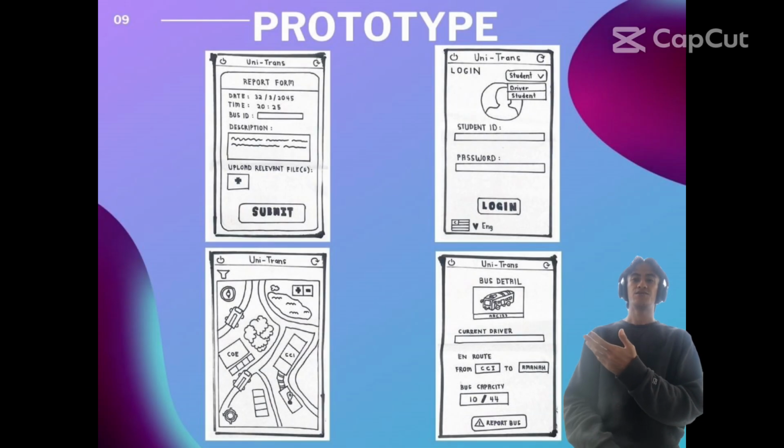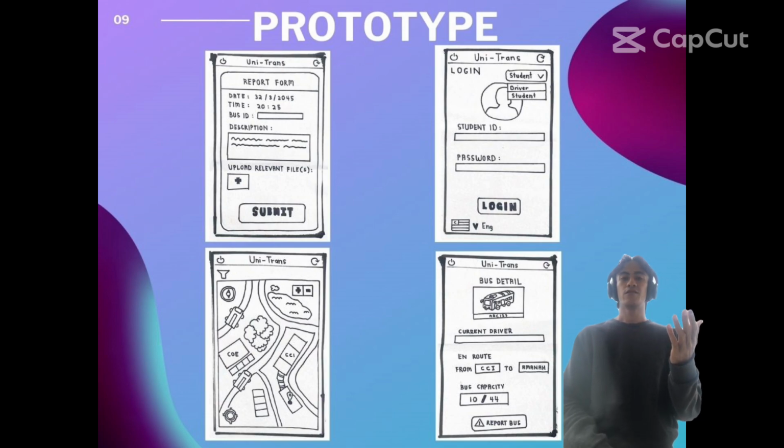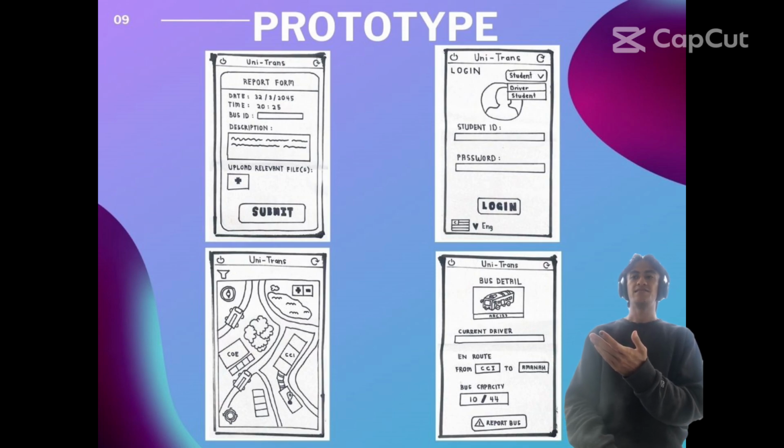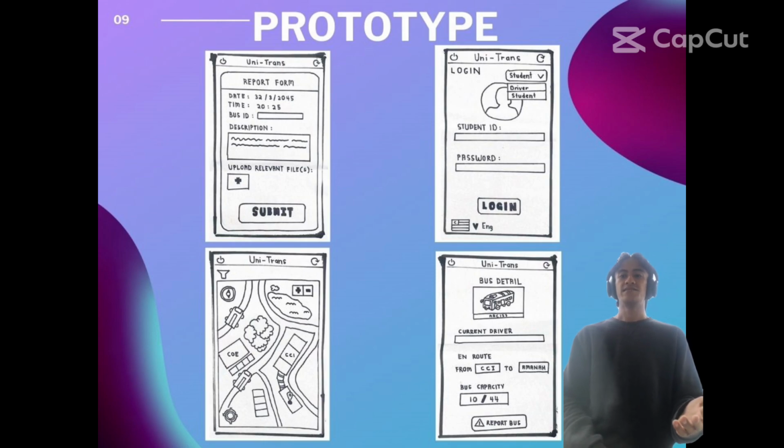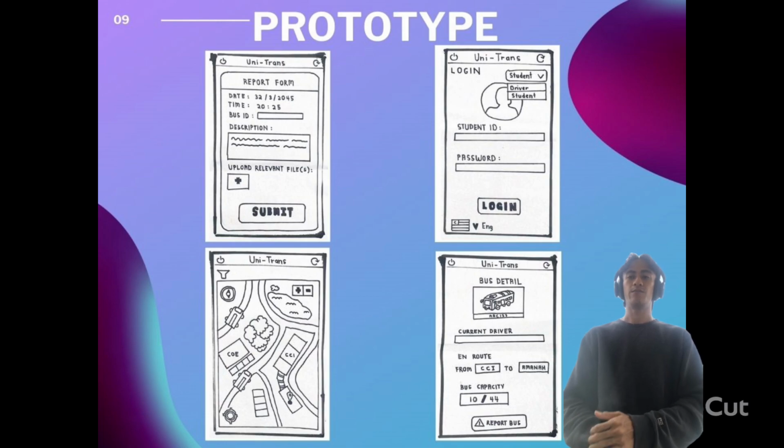As shown on the screen, the top left corner is the login page. The top right corner is the map of the current location of the bus and the student. The bottom left corner is the bus detail, and the bottom right corner is the report form that can be filled in by the student and the bus driver itself.